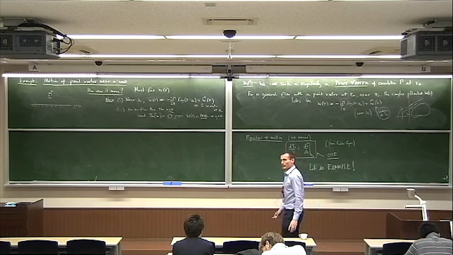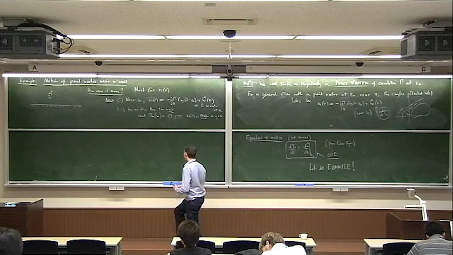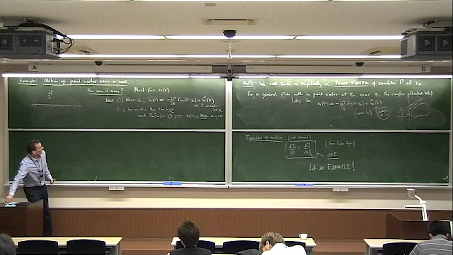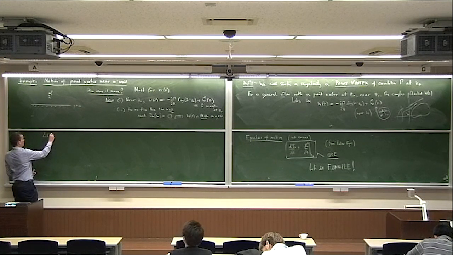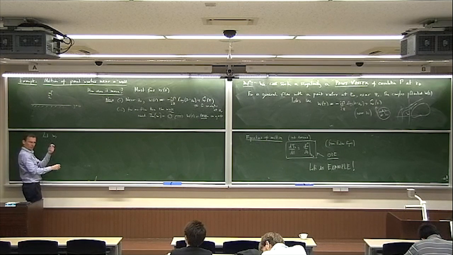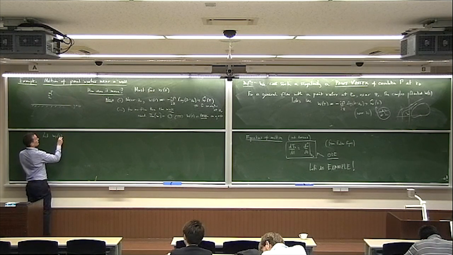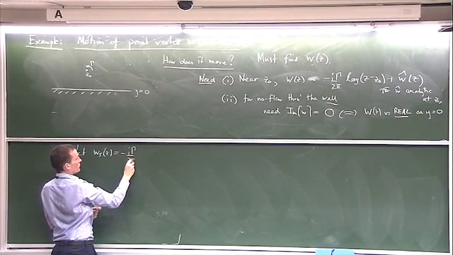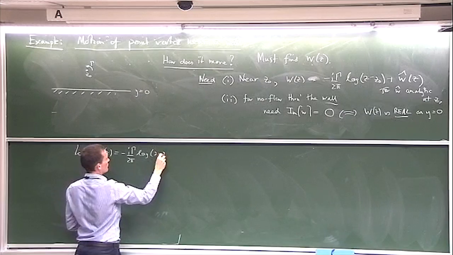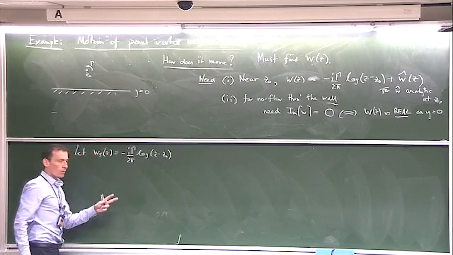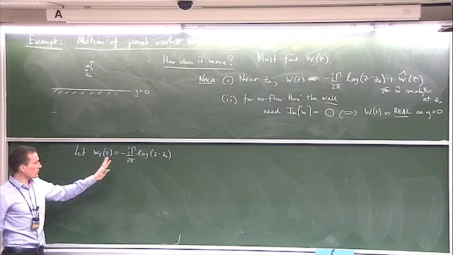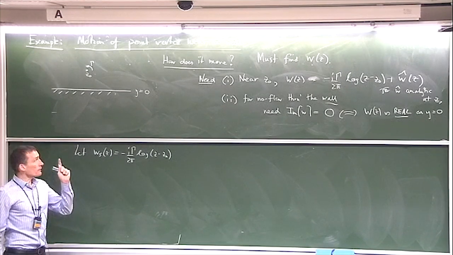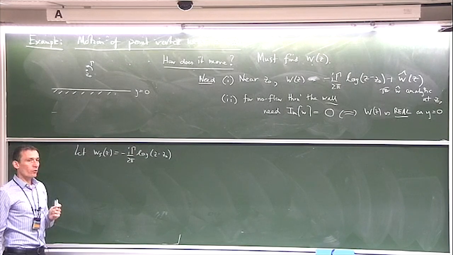Let me show you how to do this. Let W_s, meaning s for singular, be the thing we need in the singularity there. So just this function. That's the singularity we need, the singular part of the function. But we also need the complex potential to be real on the real axis.